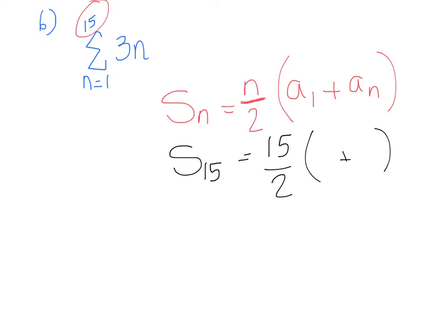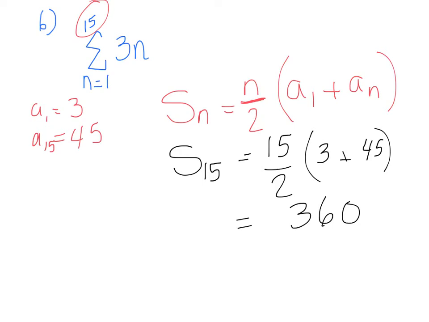A sub 1 is when you plug in 1 for n, so a sub 1 is 3 times 1, which is 3. A sub 15, which is the last term, you plug in 15 for n, so 3 times 15 is 45. So we have 3 plus 45, and 15 over 2 is 7.5. Times 48, that's going to be 360. Alrighty, so that's number 6.